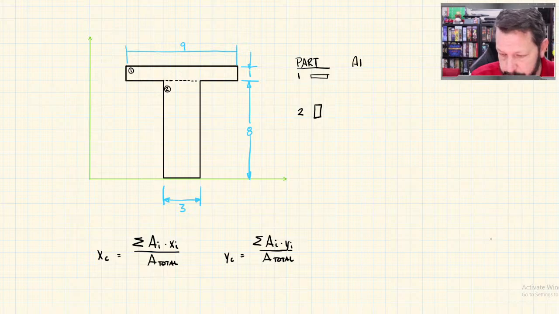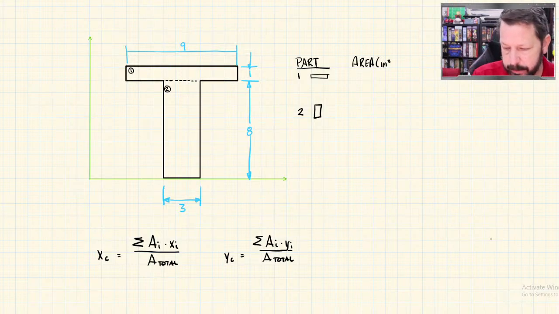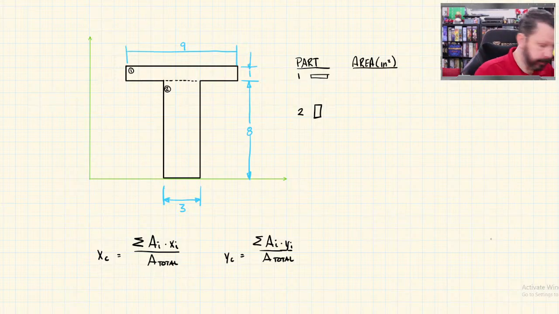Next column is going to be area. It's going to have units of, let's just say everything is inches. So this will be inches squared. And I go to my calculator, which I have again lost. It was here earlier, and now I don't see it again.